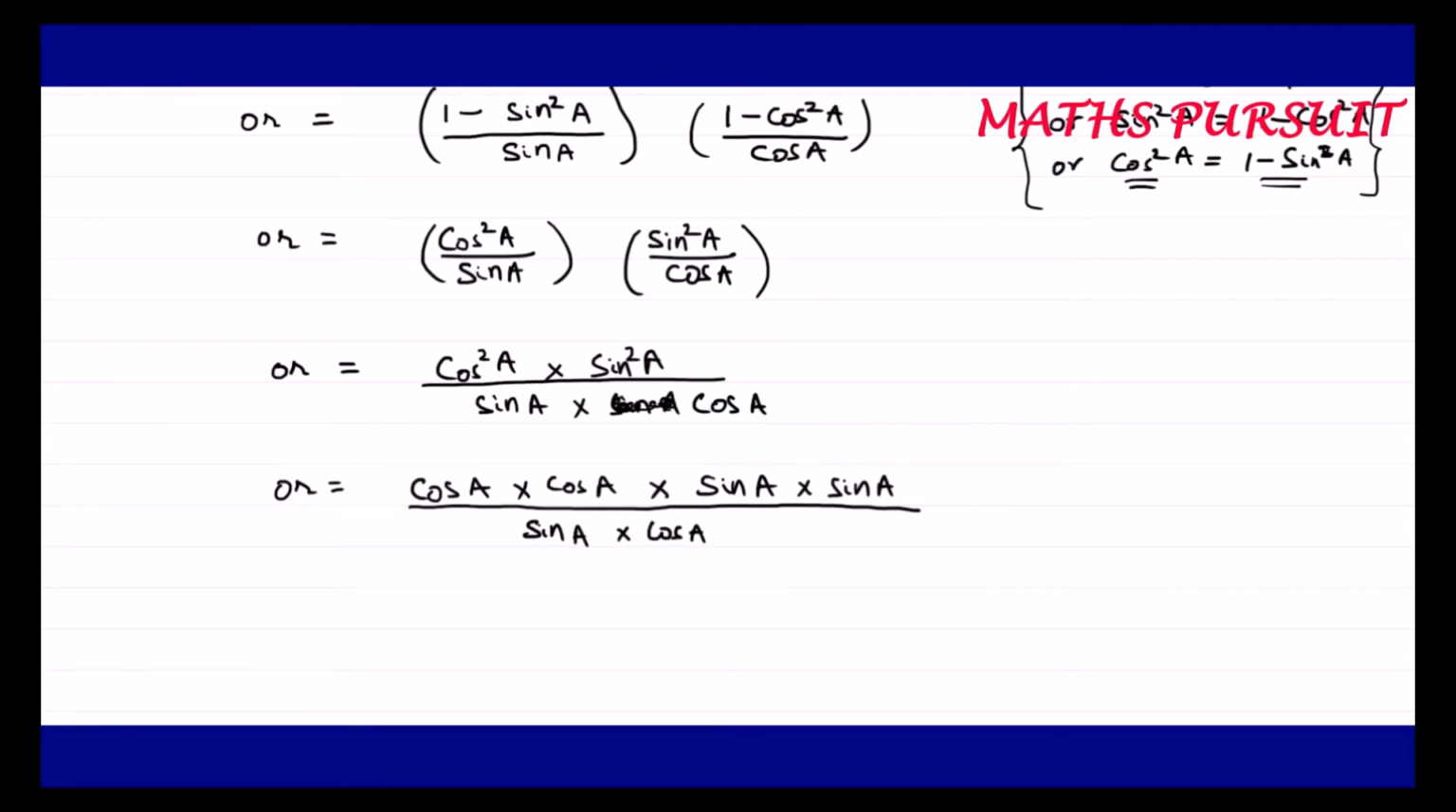So what I did here, in this particular step we got cos square a upon sine a into sine square a upon cos a. Then I multiplied cos square a into sine square a upon sine a into cos a. Cos square a is nothing but cos a into cos a, and sine square a is nothing but sine a into sine a, upon sine a into cos a. I believe now you could understand what I am going to do. This sine a and this sine a cancel out, and this cos a and this cos a cancel out, and we are left with only cos a into sine a.